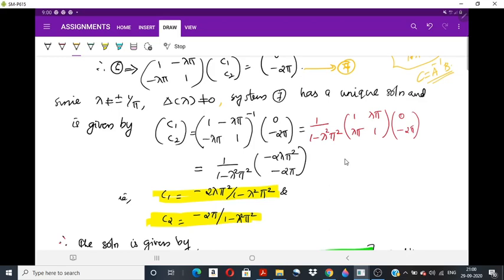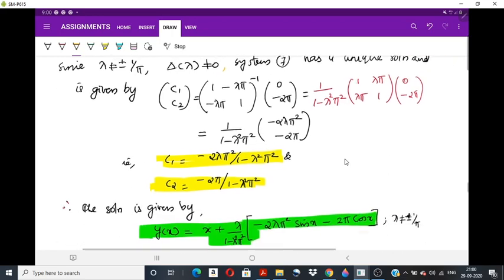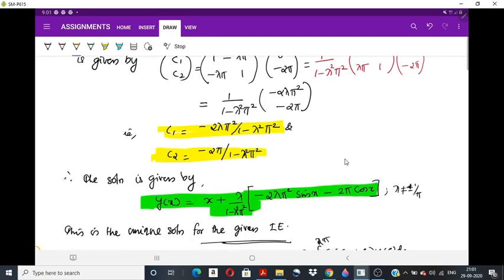Now substituting these values in the solution, equation number 2, we will get the corresponding solution for f of x equal to x, and when lambda is not equal to plus or minus 1 by pi, that is the unique solution. So the unique solution will be in the given form: y of x equal to x, that is f of x, plus lambda into, in both terms 1 minus lambda square pi square we can take outside.